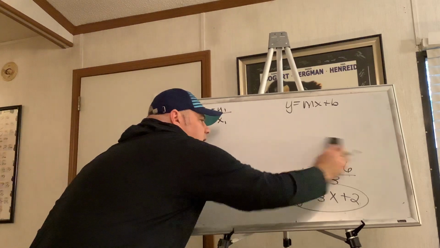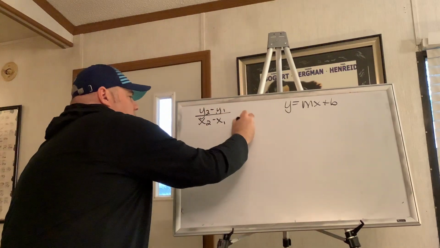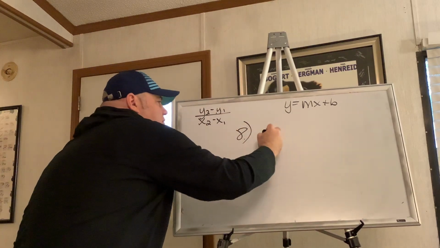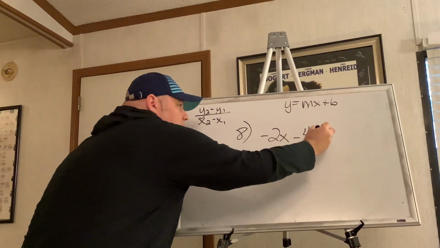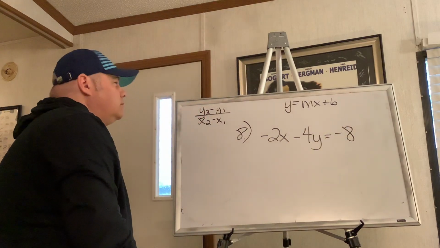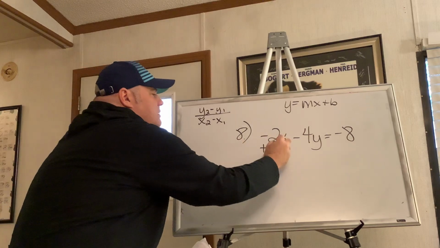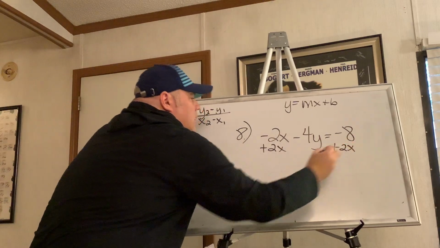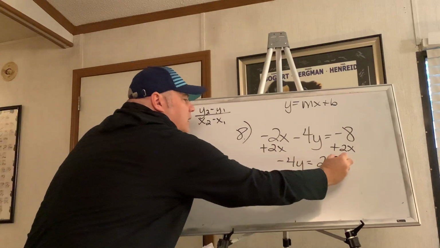The last one is negative 2x minus 4y equals negative 8. Okay, so let's move the 2x.